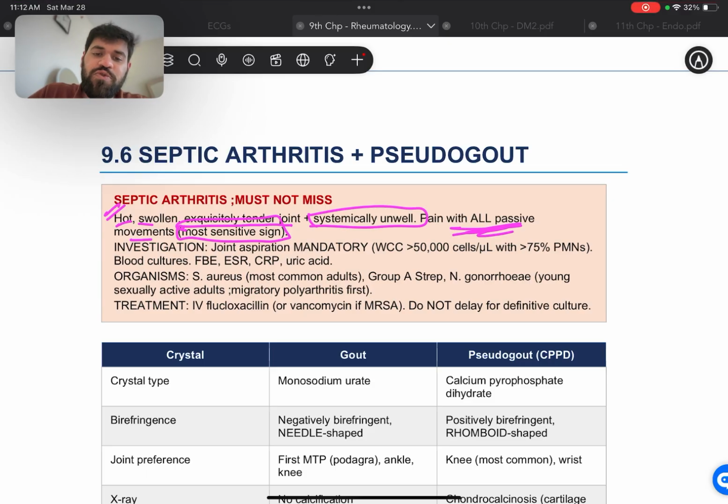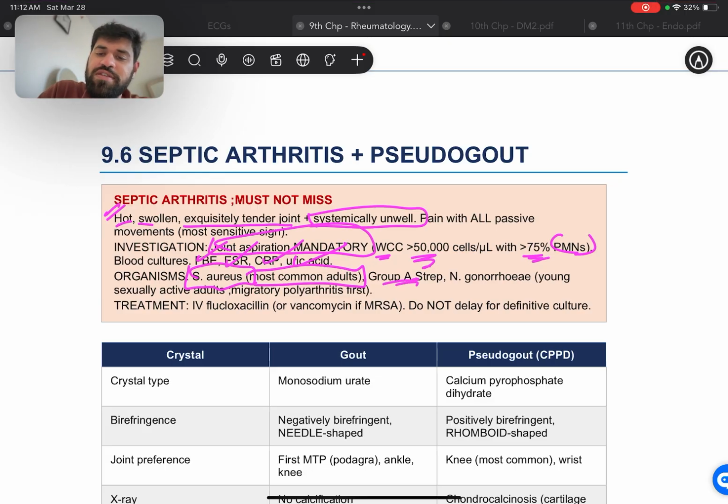Then the investigation of choice is joint aspiration, which is mandatory for these patients, with a white blood cell count of more than 50,000 cells per microlitre, with more than 75% being PMNs. All right, blood culture, FBE, ESR, CRP, and uric acid. Uric acid, why? We have to rule out gout as well. All right, organism: Staphylococcus aureus is the most common in adults.